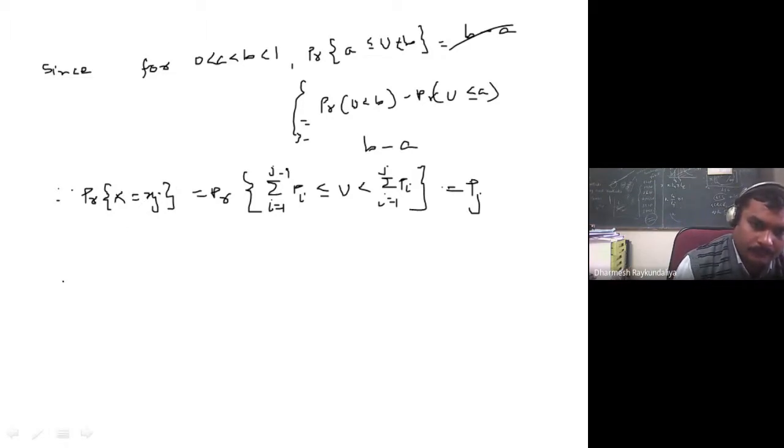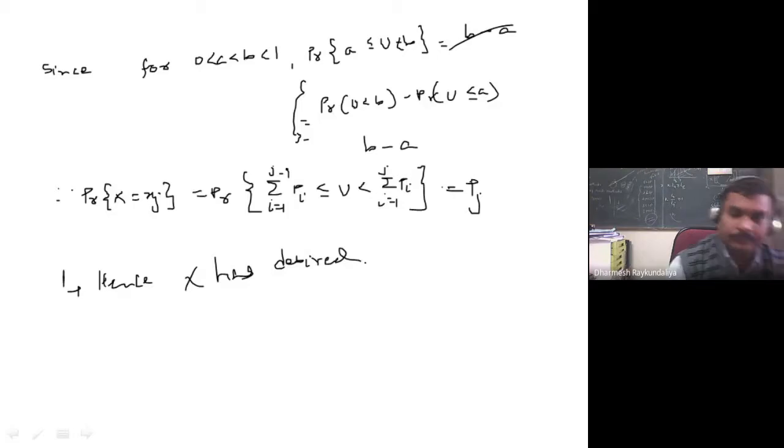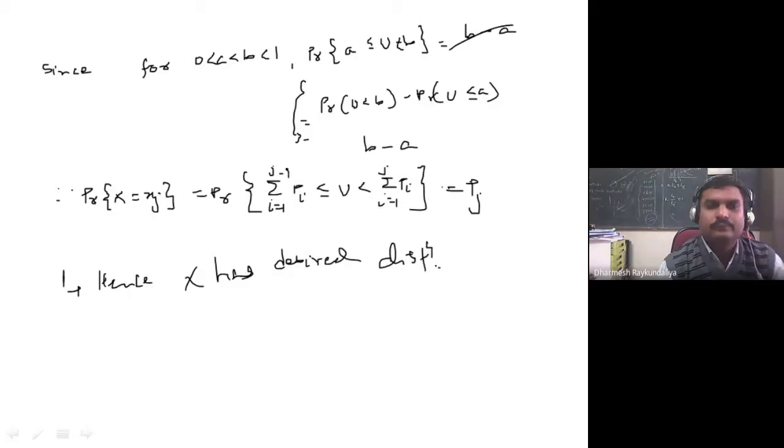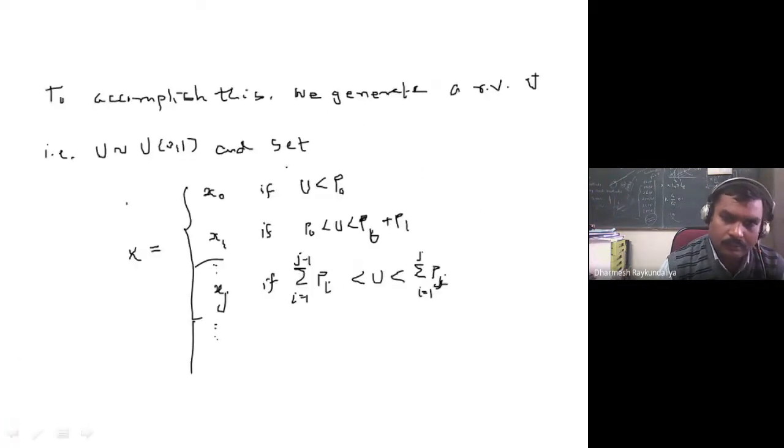Hence, x has the desired distribution. So in short, how to generate random numbers? Okay, so we have to use this.